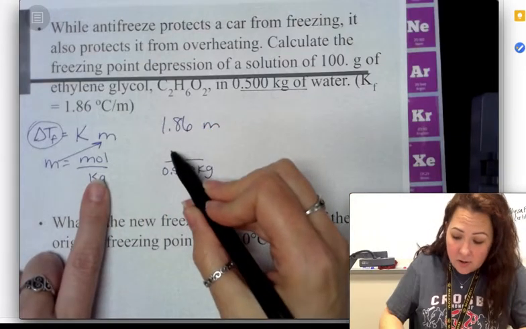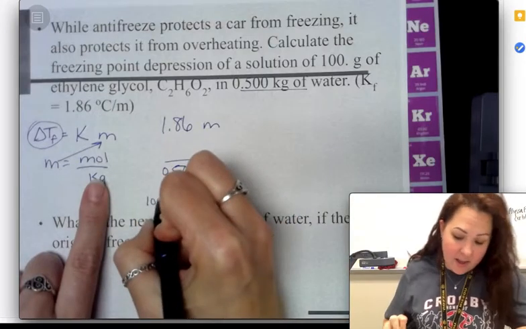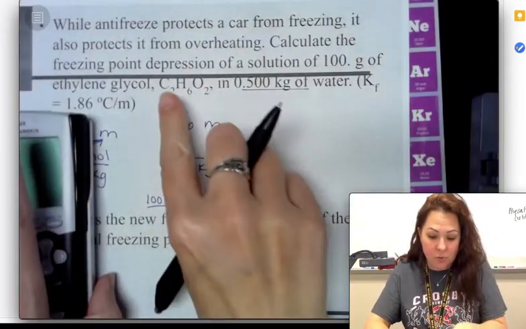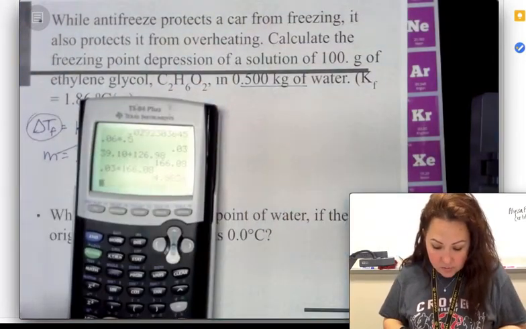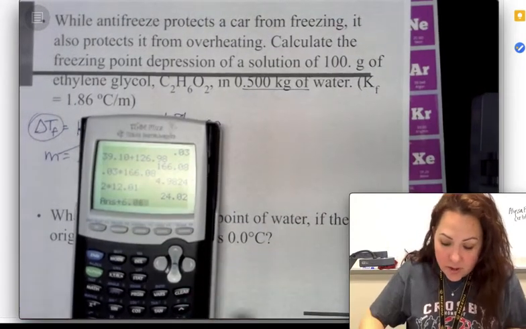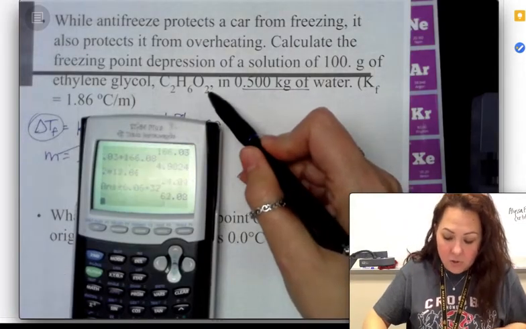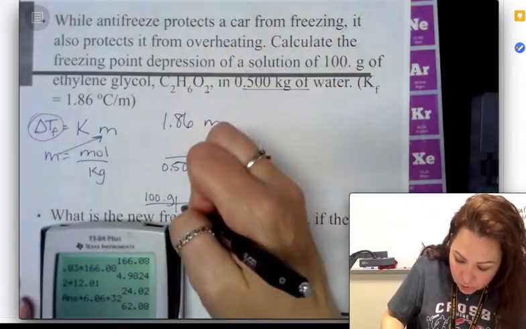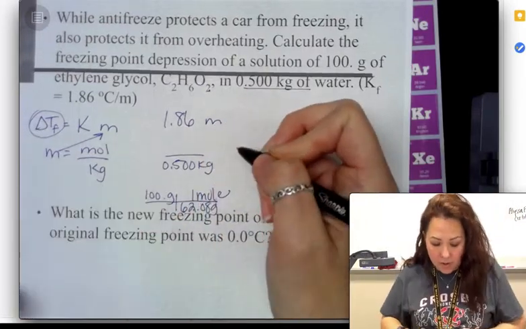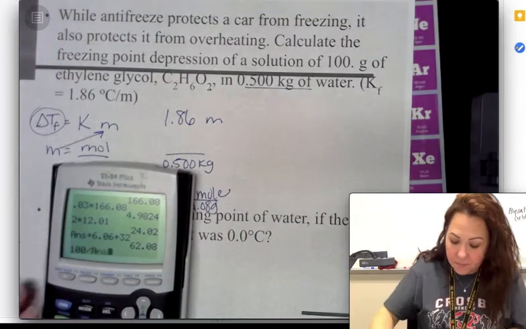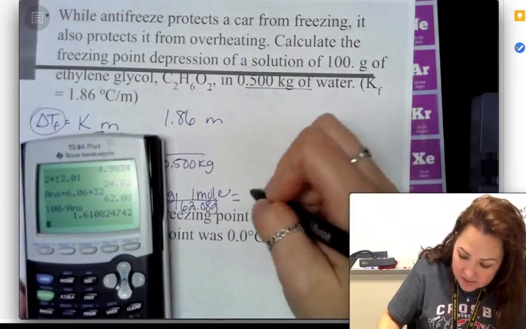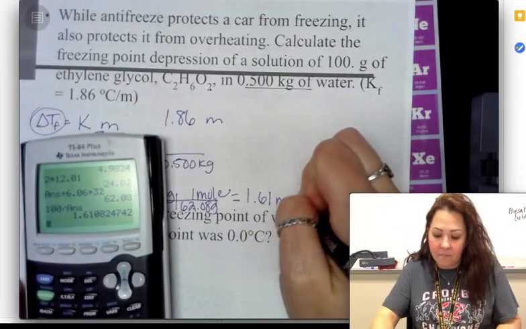To get my moles here, I'm going to take my 100 grams of my ethylene glycol, and I'm going to use my molar mass, so C2H6O2. So 2 times 12.01 plus 6.06 for hydrogen, and then plus 32. So my molar mass here is 62.08 grams for the mass of 1 mole. So 100 divided by that answer. I started with 1, 2, 3 sig figs. So I have 1.61 moles, which is going to go here.